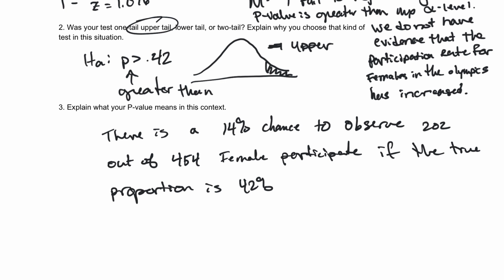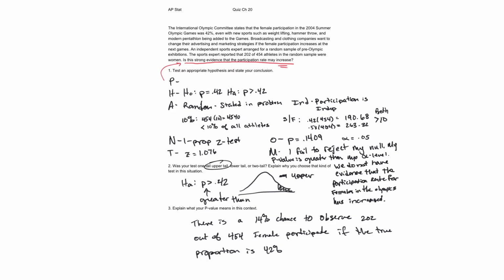Okay? I kind of put that in context here. If there's a 14% chance, that's my p-value, to observe my sample, 202 out of 454 females participating, if the null hypothesis is true, if the proportion really truly is 42%. And that's the whole thing. In this case, you had to run through PHANTOM, and we did that. Then we had to talk about the tails and then write the definition of the p-value.